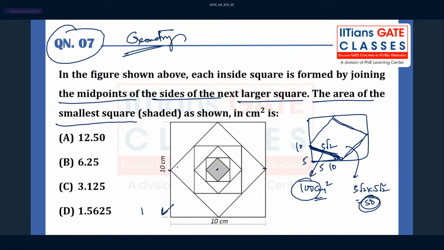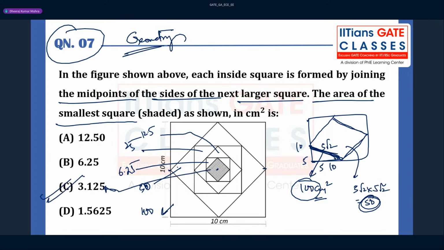So for this 100, for this 50, for this 25, for this 12.5, and for this 6 point something 25, and for this guy option C will be correct. So your area is getting halved each time you join the midpoints of the corresponding square. Half and half and half. So the answer for this question is nothing but 3.125. These kinds of questions you can do in 50 to 60 seconds, right? Fine, thank you. Let's move ahead.